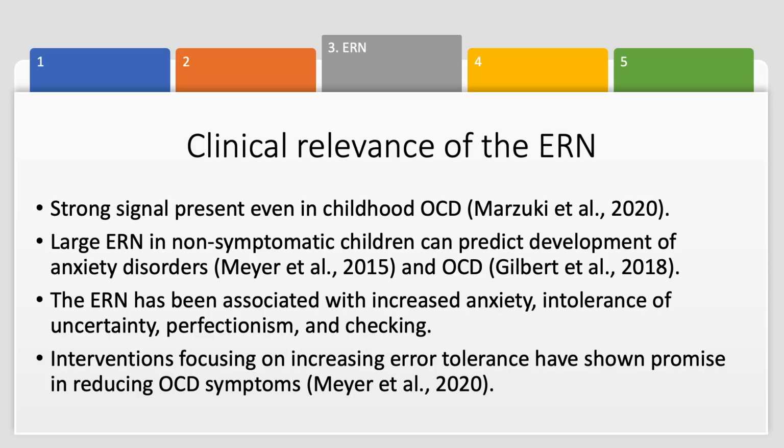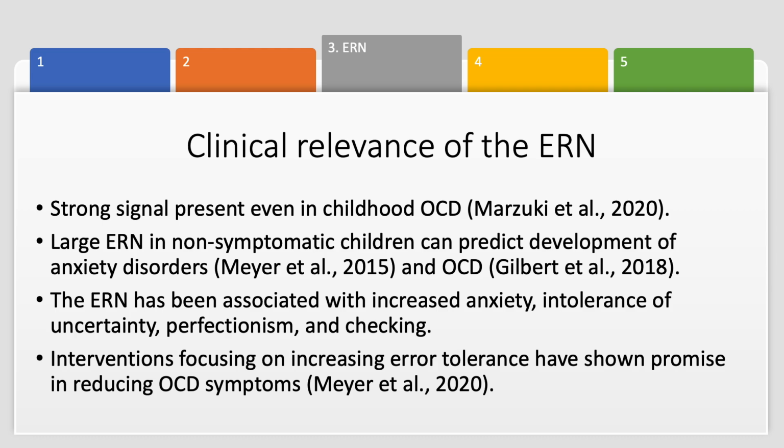And why is this relevant? Well, because my colleague Alea Marzuki and I published a review showing that even in children of people with OCD, this was the most robust finding that we had. So it's something that we can see from the very early stages of OCD, independent of brain development. We do know that it can predict later appearance of anxiety disorders and OCD. In these two studies, children were measured before they had any diagnosis, and those that had larger ERNs developed anxiety and OCD.